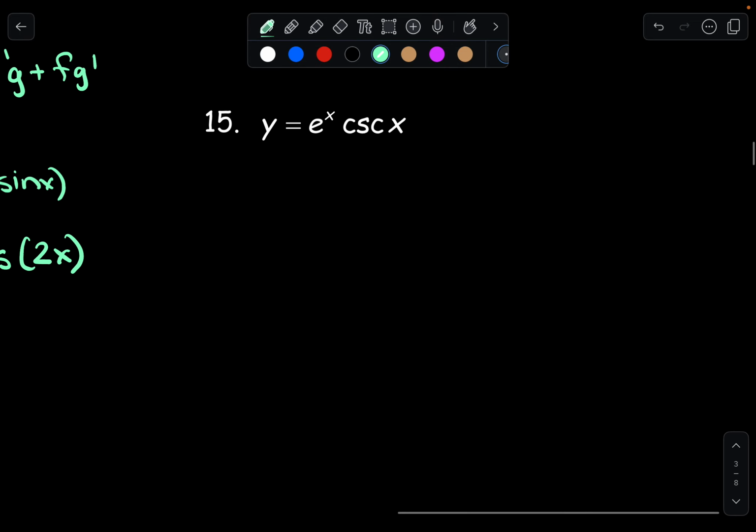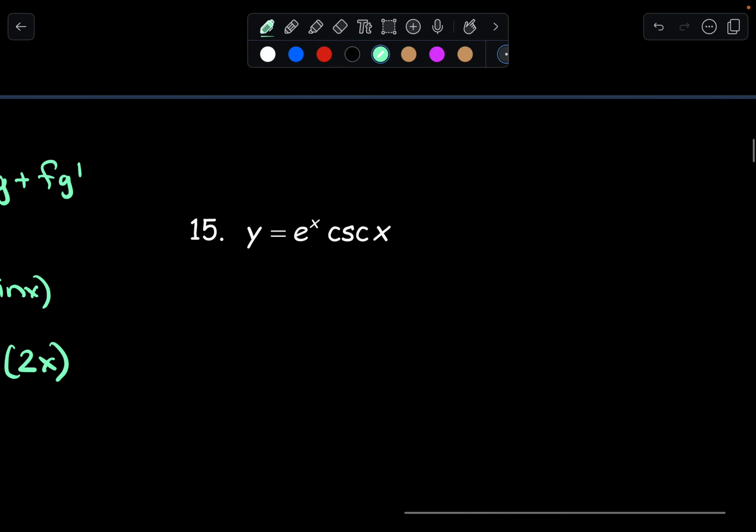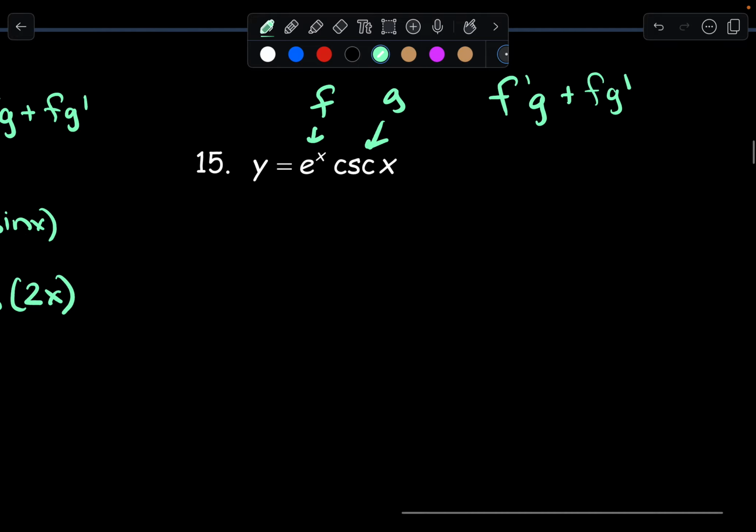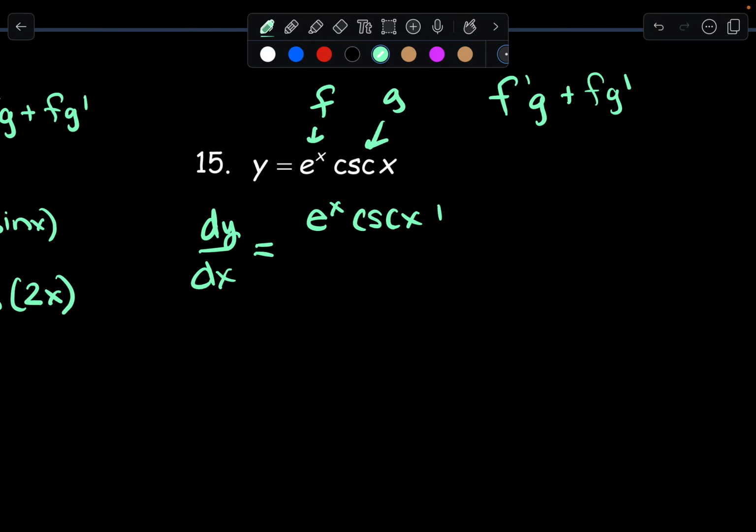Okay, number 15 is y is equal to e to the power of x times cosecant x. We have another product rule. So e to the x will be f, cosecant x will be g, and the product rule is f prime g plus f g prime. All right, so dy dx, f prime, the derivative of e to the x is e to the x. And then we already differentiated one function, so cosecant x will stay the same. We'll have a plus. And then f is e to the x.